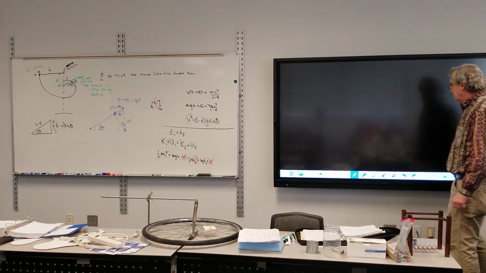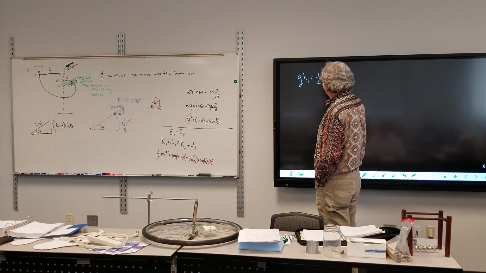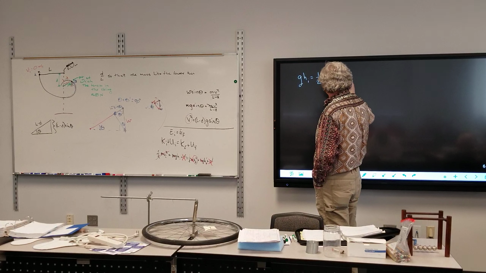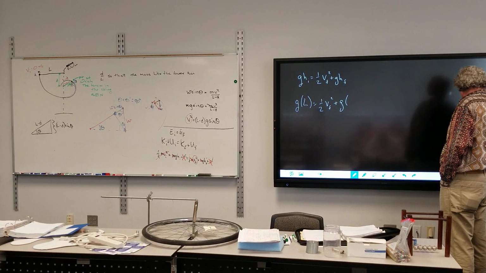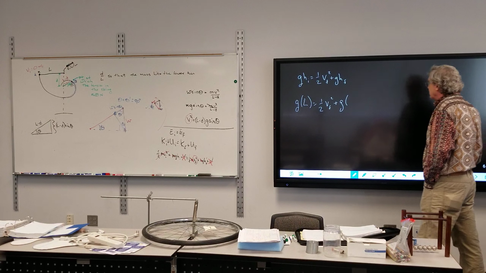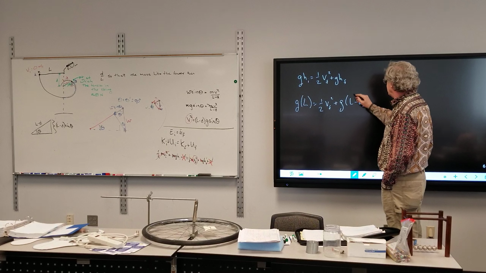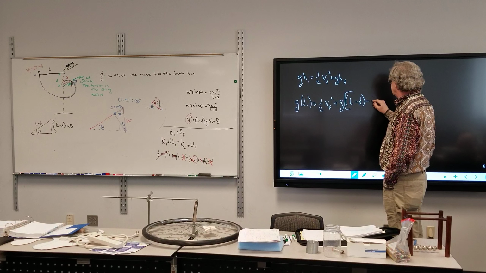We had g h initial equals 1/2 v final squared plus g h final. The initial height, L, is 1/2 v f squared plus g times the final height. That was the one that L minus D, L minus D minus, plus L minus D sine theta.